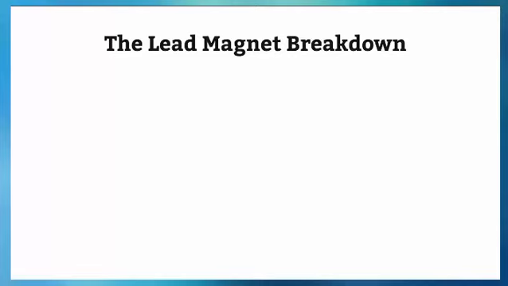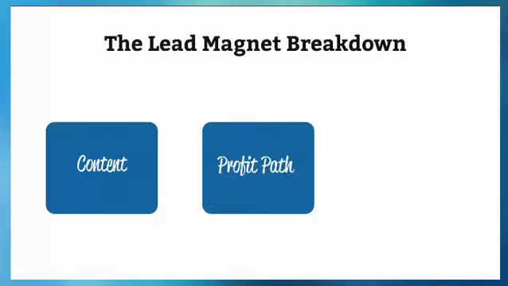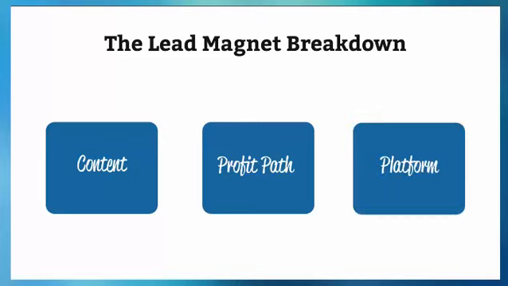Okay, so again, we talked about this in the video before, but we want to talk about the lead magnet breakdown. Remember, there's 3 components when you're creating a lead magnet: the content, the profit path, and the platform. Now in this video, we are going to be focusing on the platform, but we will refer back to the content, because the content will actually drive the platform decision. Meaning the content will help you decide, okay, now how do I want to package this? How do I want to deliver it? That's where the conversation comes in terms of how the two actually are aligned with each other.